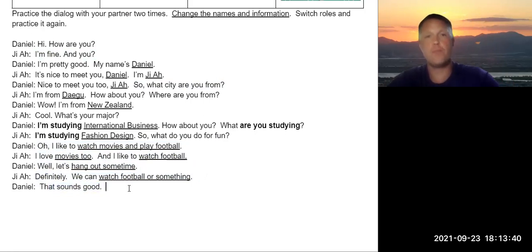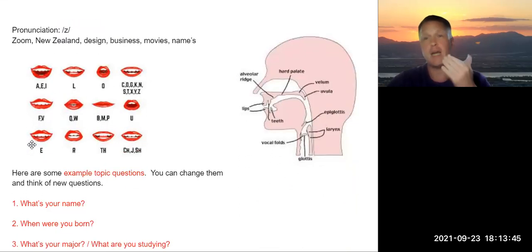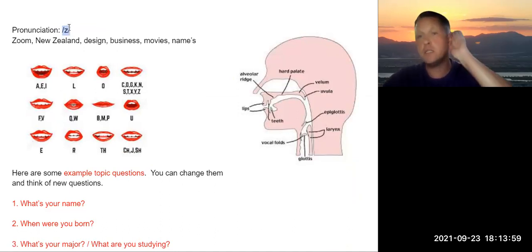Okay, so before we practice that, let's work on our pronunciation. Listen and repeat. Pronunciation. That means saying the words clearly and correctly. So we're going to focus on this sound, z, z. So listen and look. Look at my mouth. See what I'm doing. Z, z, not j, j.